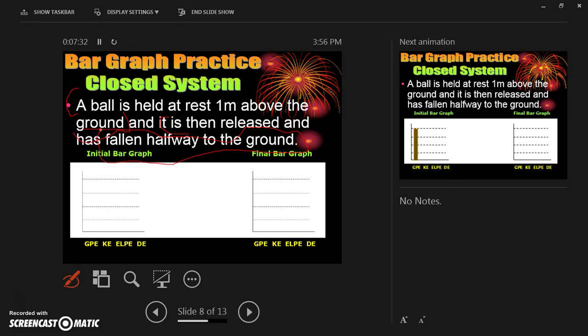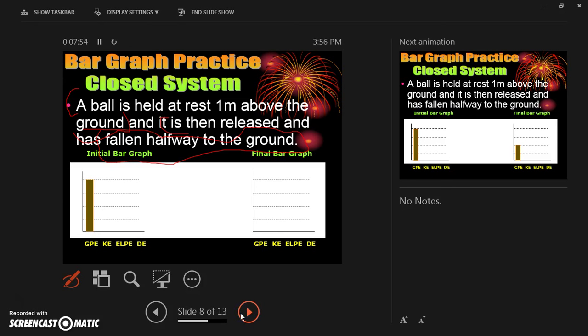All right, so if I can bring up the bars for each beginning and end scenario. In the beginning, if it's held at rest above the ground, it's not moving, therefore you will not have any KE. There's no elastic component here, and the dissipated, none. So we can indicate that your bar is all the way to the top, full GPE.